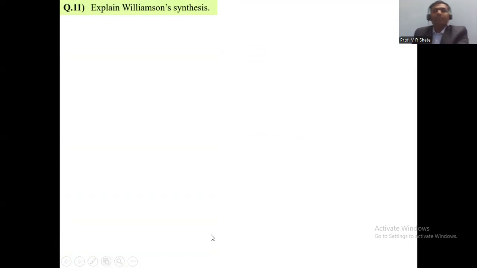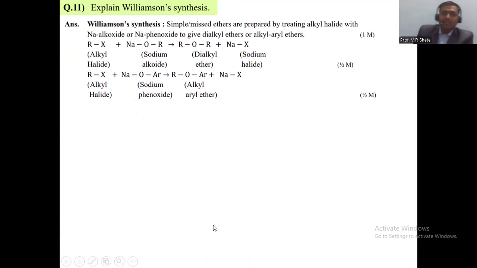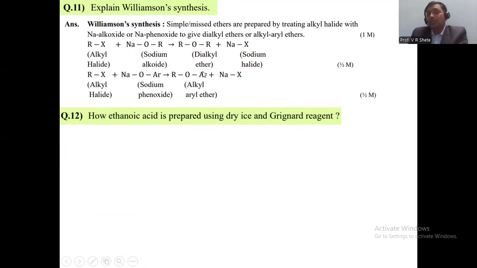Next, explain Williamson synthesis. So what is Williamson synthesis? Actually, this is a two-step reaction. In the first step, we are preparing sodium alkoxide or sodium phenoxide. When alcohol or phenol is reacted with sodium metal, it forms this type of alkoxide as a nucleophile, which will attack the alkyl halide to give the substituted product, the ether. That is Williamson synthesis.